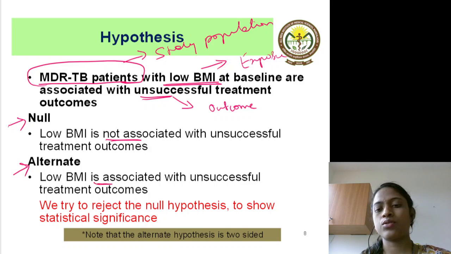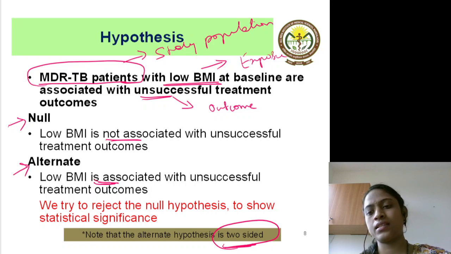Low BMI is associated with unsuccessful treatment outcomes. You need to notice a point here, which is whether it is two-sided or one-sided. It doesn't mention whether low BMI increases or decreases the unsuccessful treatment outcome, so it is a two-sided hypothesis. If it mentions that low BMI increases unsuccessful treatment outcome, then it becomes a directional or one-sided hypothesis.